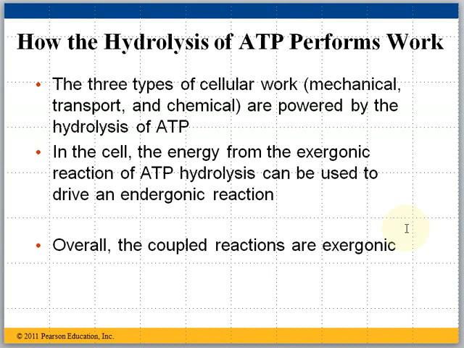So in the cell, the hydrolysis of ATP, which is the breaking off of that last phosphorus portion, that's by adding water, that releases a large amount of energy. And then that energy can be used to do something else. That energy can drive an endergonic reaction, a reaction that requires the input of energy. Now, if you coupled these two together, we would still say that overall it's exergonic. In other words, you are giving off more energy than you're taking in. So overall, this coupled reaction is still exergonic.